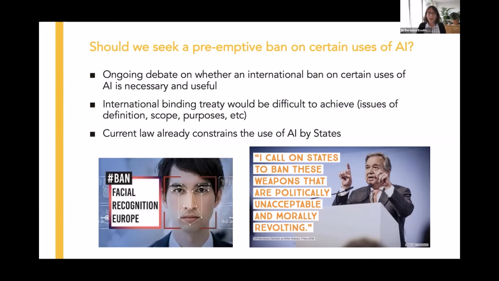But more importantly, I think it's really important to consider that the current law that is applicable and binding already constrains the use of AI by states. Again, no legal vacuum. So when states decide to use, for instance, facial recognition or integrate AI in their armed forces, they are in any case bound by their human rights obligations and other international law.